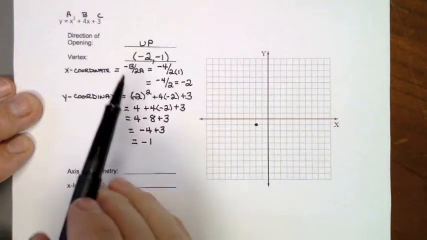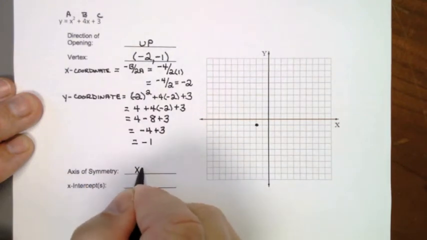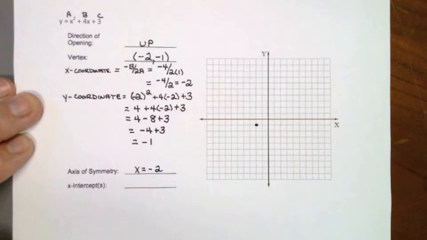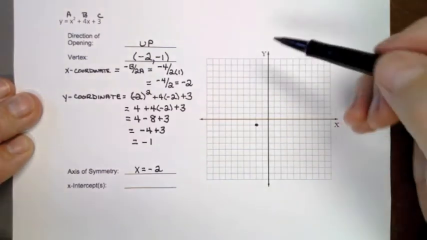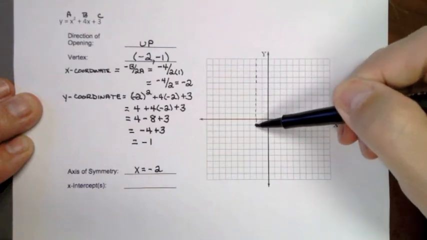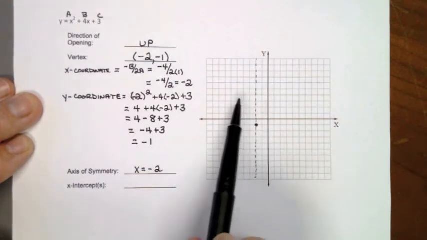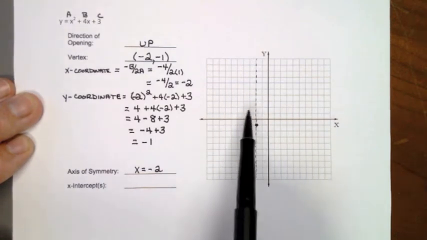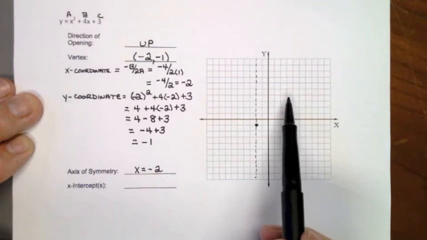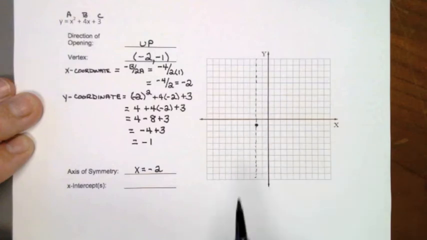Axis of symmetry. My axis of symmetry is my x value written as an equation. X is equal to negative 2. They want you to put a dotted line right through the middle of this parabola. The reason why? I'm going to graph points that are equal distance. Once I find a point over here on this side, it's going to be equal distance from this line on the other side. It cuts this parabola into two equal parts.